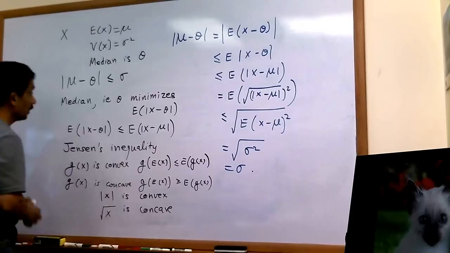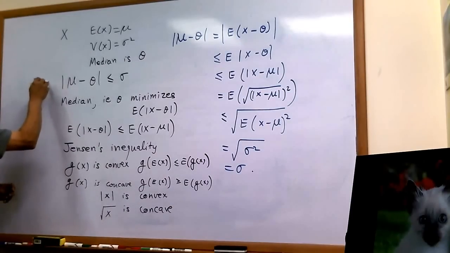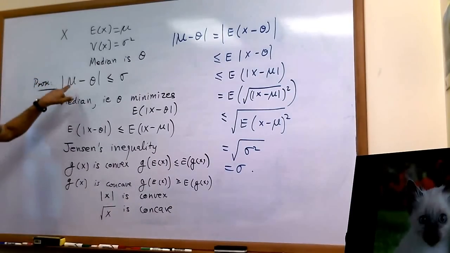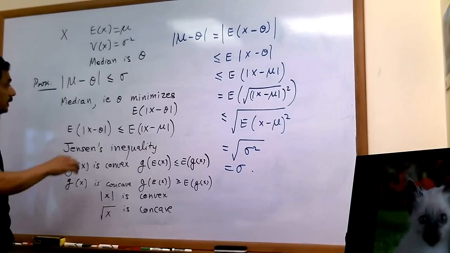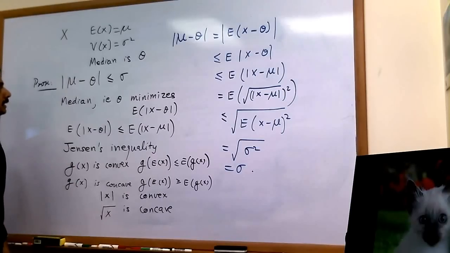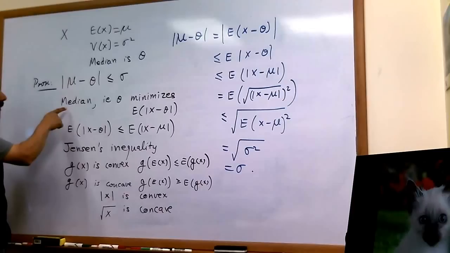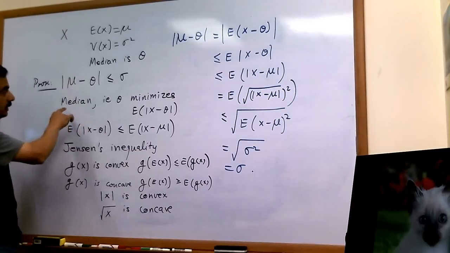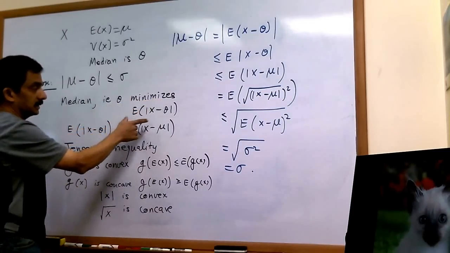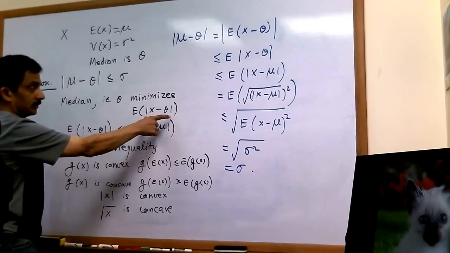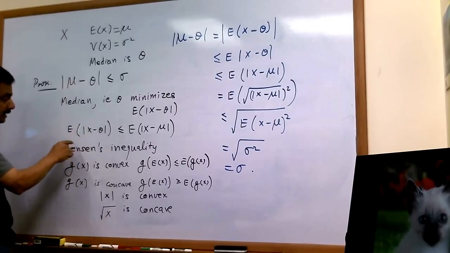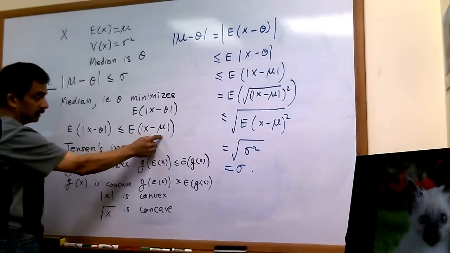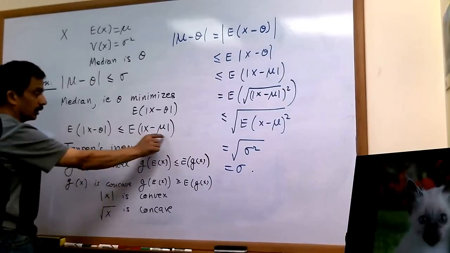So to prove mu minus theta is less than or equal to sigma, which is basically that the median is within one standard deviation of the mean. So one thing we know is that the median, that is theta, minimizes this quantity, the expected value of the absolute deviation from x, which basically means that for any quantity, including mu, this inequality must hold.